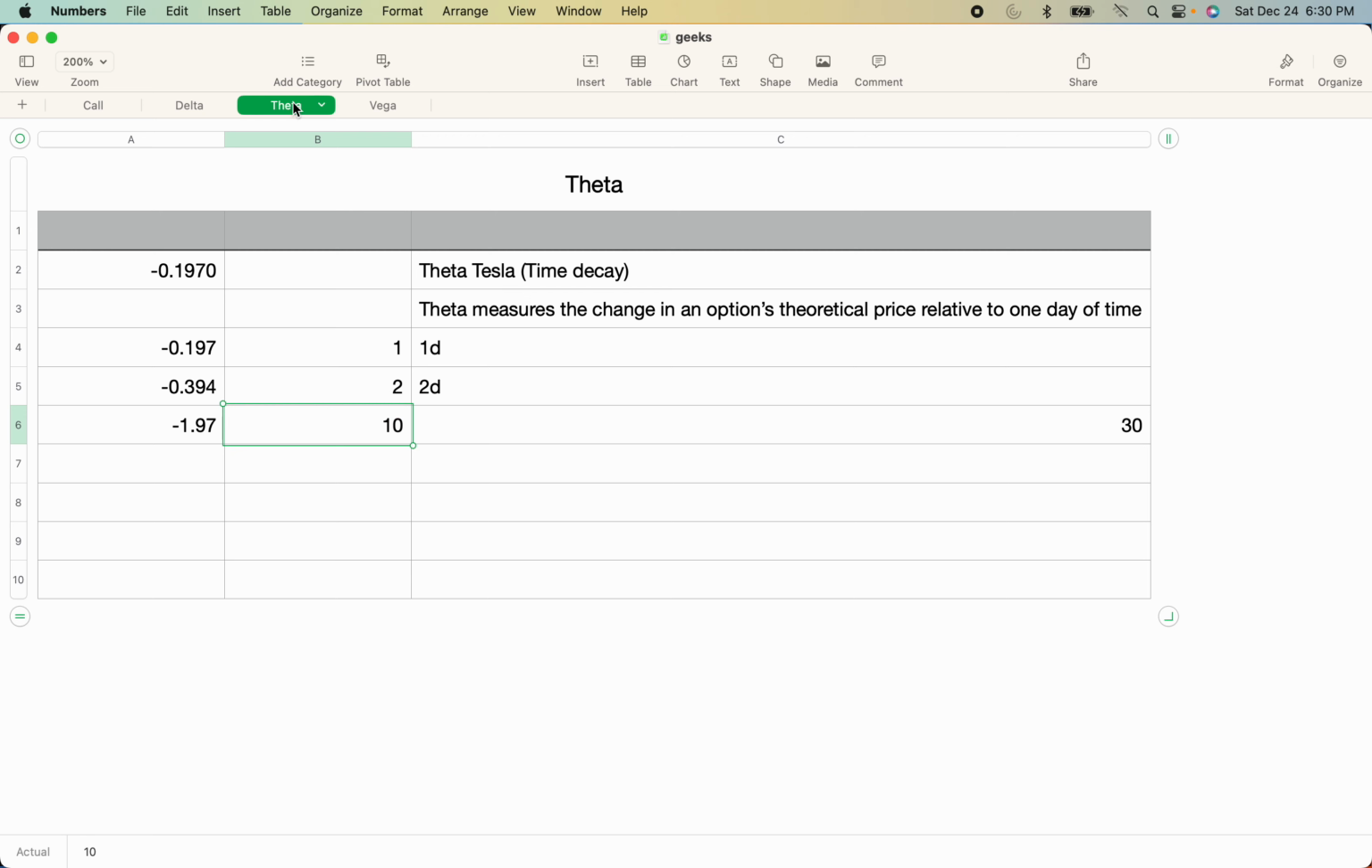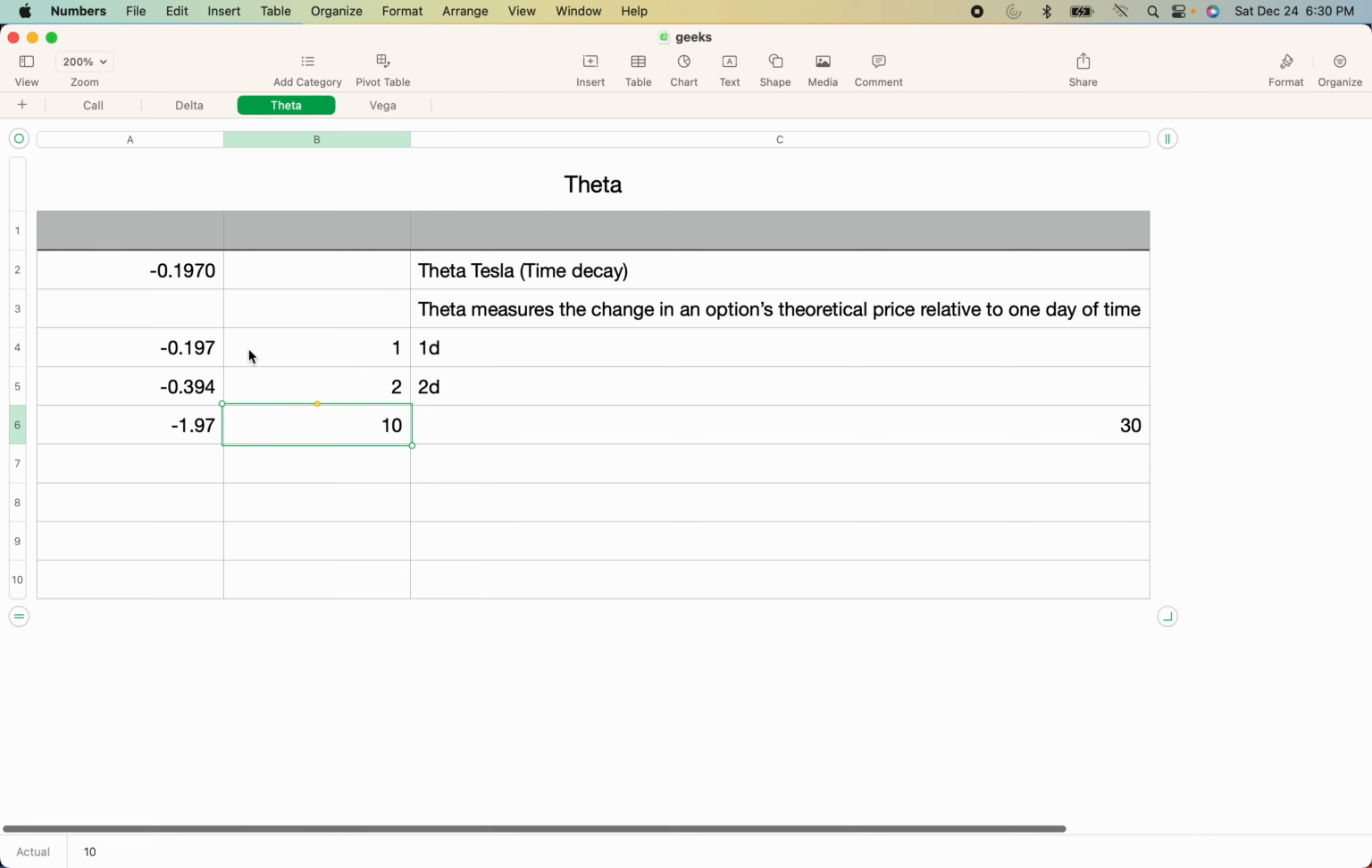The second Greek that is important for an option is called theta, which is basically time decay, because as you know, for this particular case or any other options, they have a date on which they expire. The example I was showing you would expire on January the 20th. Theta measures the change in an option's theoretical price relative to 1 day of time. So let's say 1 day passes, then the theta is negative 19 cents, you can see. So the price of the option would decrease by 19 cents as 1 day passes.